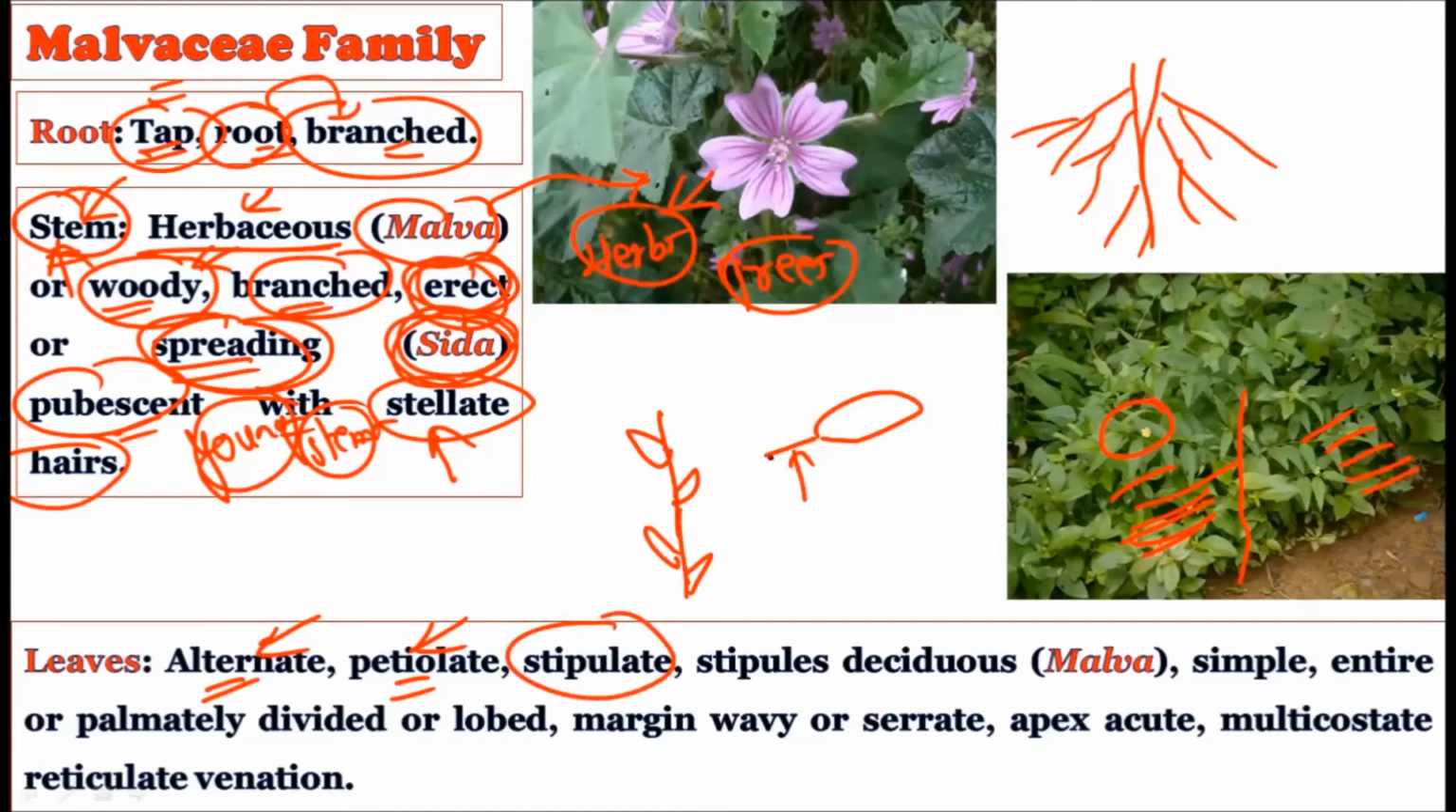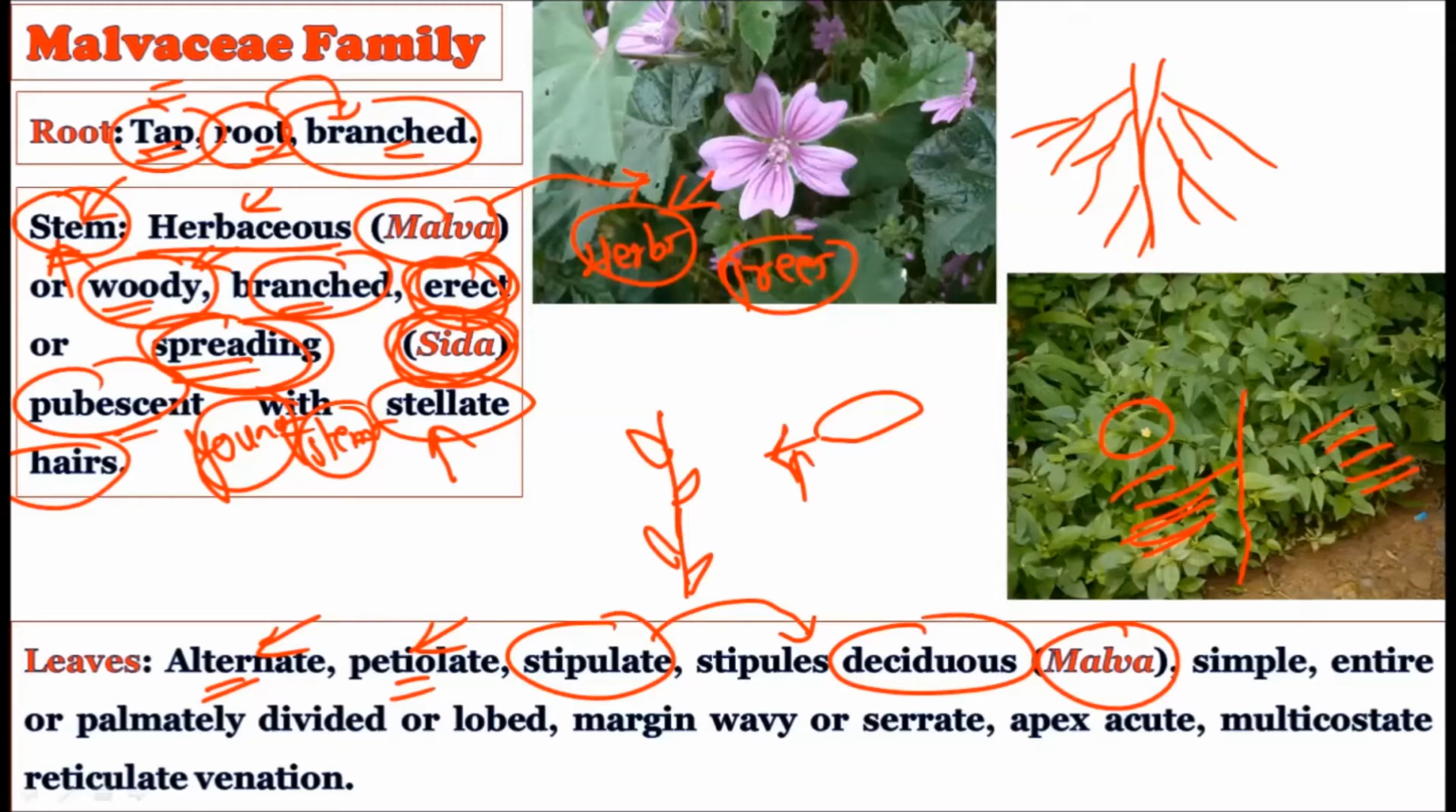Okay, at the base of the leaves you will find the stipules like this. So stipules are present, and stipules are deciduous. Okay, that is they will fall off whenever there is an unfavorable condition. For example, in the malva, the deciduous type of stipules are there in the family of Malvaceae. So it becomes very important when you say stipulate, you should mention the nature of this stipule. Okay, in the Malvaceae family, the nature of the stipule is deciduous.